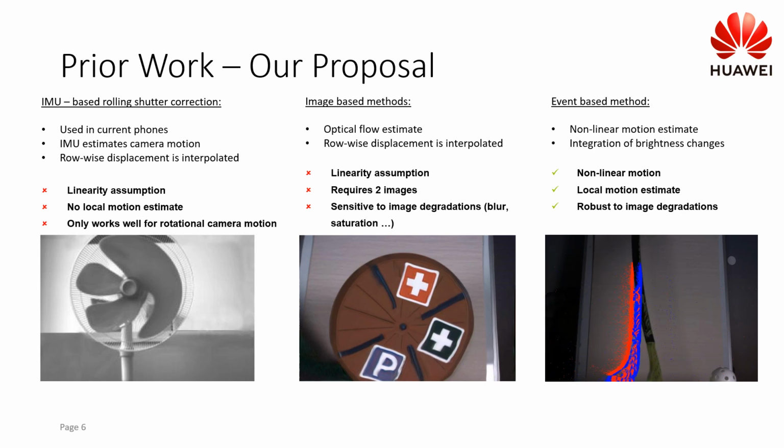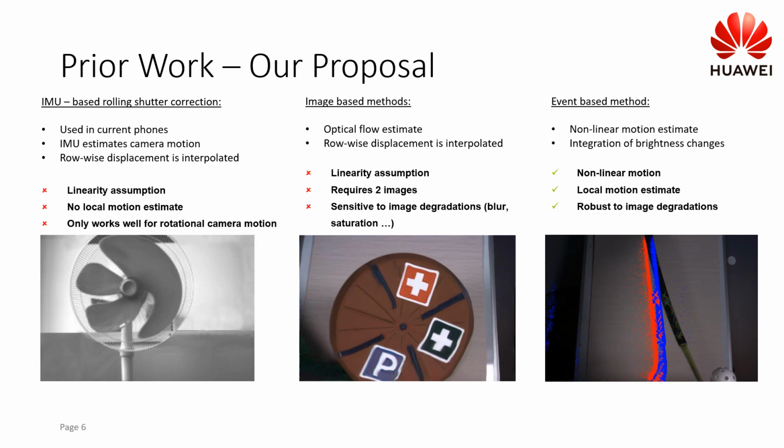The most frequently used methods for rolling shutter correction are IMU-based. Those methods estimate a camera rotation or pose to compensate rolling shutter artifacts due to global motion. However, they fail in the presence of local motion or large translations.